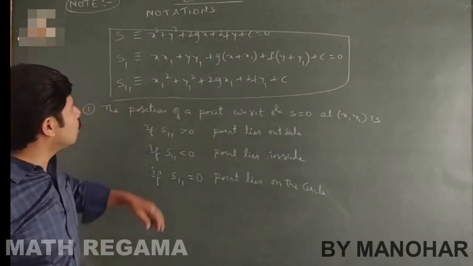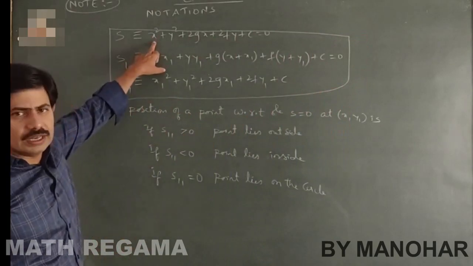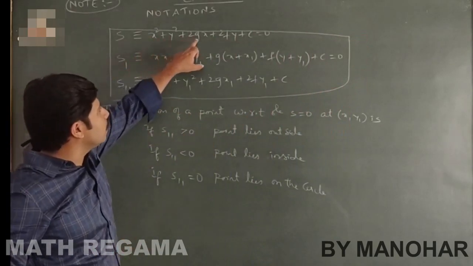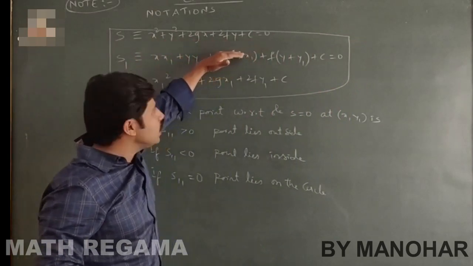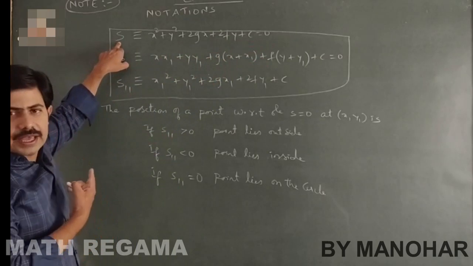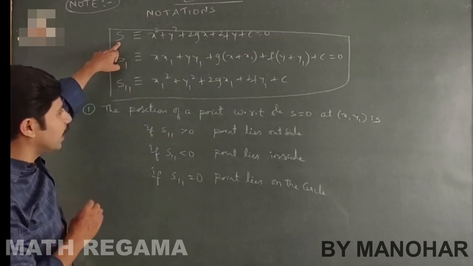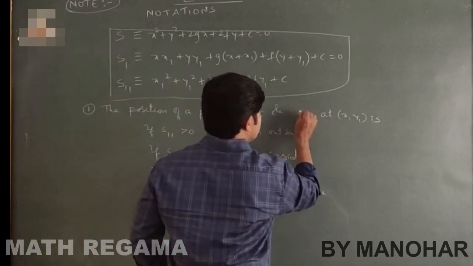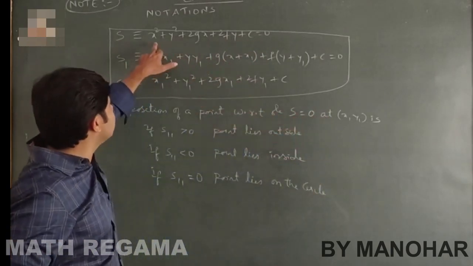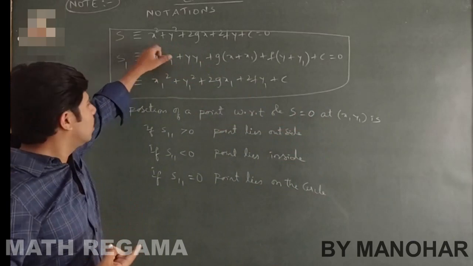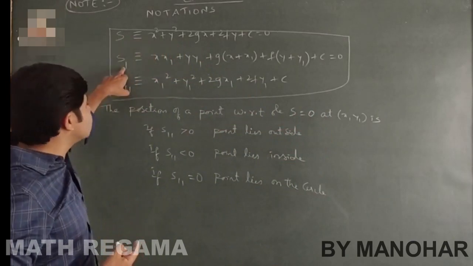Notation means suppose you have the equation of a circle x square plus y square plus 2gx plus 2fy plus c is equal to 0. We represent this equation with S. So whenever we get S is equal to 0, it is understood that it is the general equation of a circle. Okay, so next one is S1.